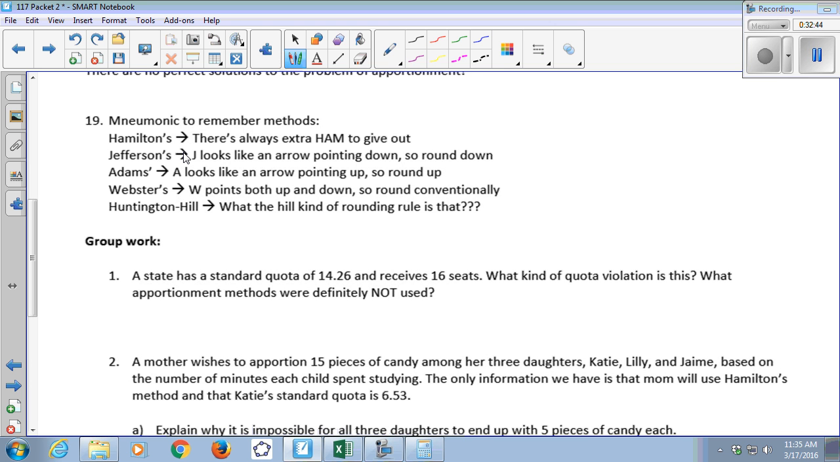Jefferson's method, the J looks like an arrow pointing down, so it's a round down method. Adams' method, the A looks like an arrow pointing up, so it's a round up. Webster's, the W points both up and down, so you round conventionally. And Huntington Hill, you say, what the hill kind of rounding rule is that? Right? Because it's the one where you have to do the geometric mean and compare it, and you're like, that's crazy.